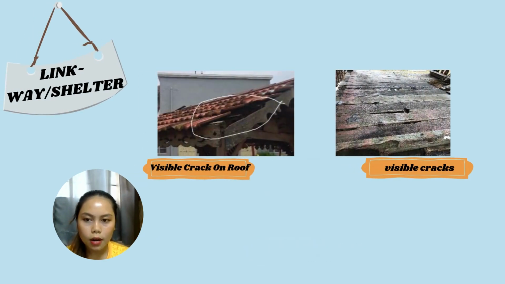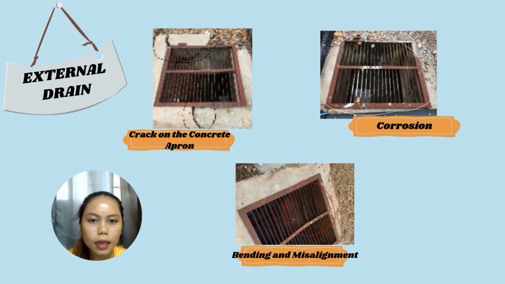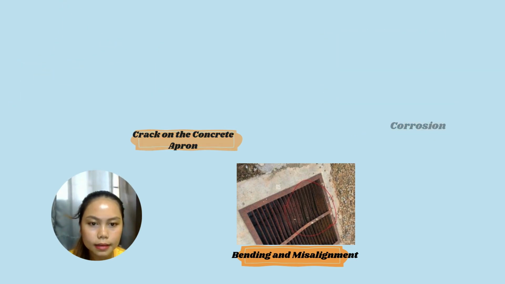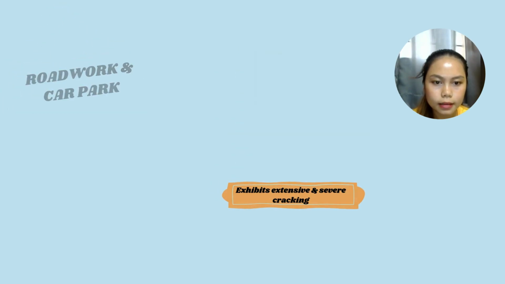In the linkway or shelter, visible cracks were identified on the roof and visible cracks on the floor. Meanwhile, the external wall defects such as the following were identified. The cracks are prominently visible on the concrete apron, and there is evidence of a stain mark on the drain cover. And the last one is the grating bar exhibits noticeable bending and misalignment. The road exhibits extensive and severe cracking.